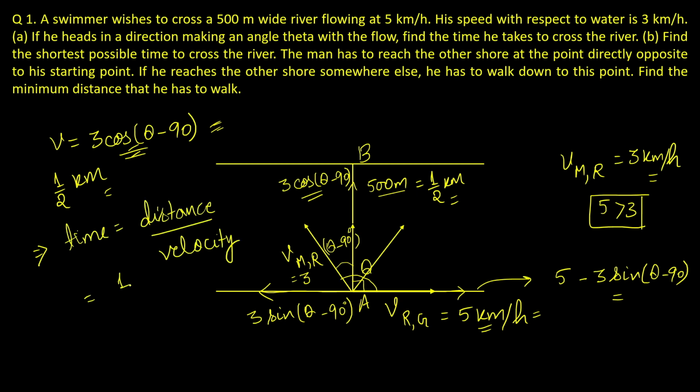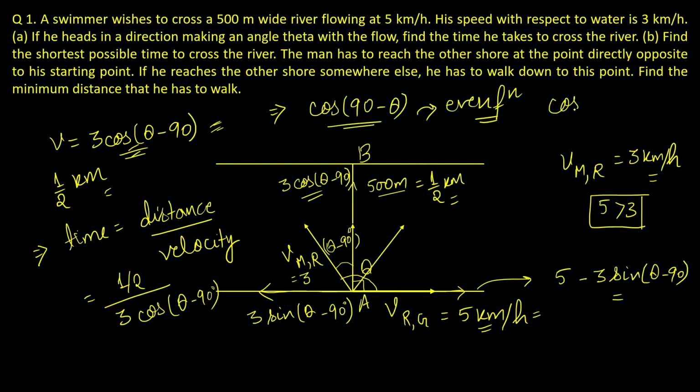So here distance is half kilometer and velocity is 3 cos of (theta minus 90). Now this cos of (theta minus 90) can be written as cos of (90 minus theta) directly. Why? Because cos is an even function, which means cos of minus theta is basically cos theta, but not with the case of sine. In case of sine, this will be a negative of sine theta.